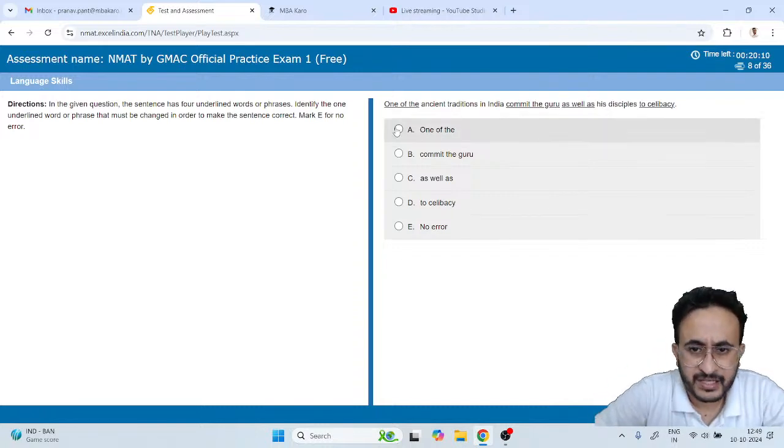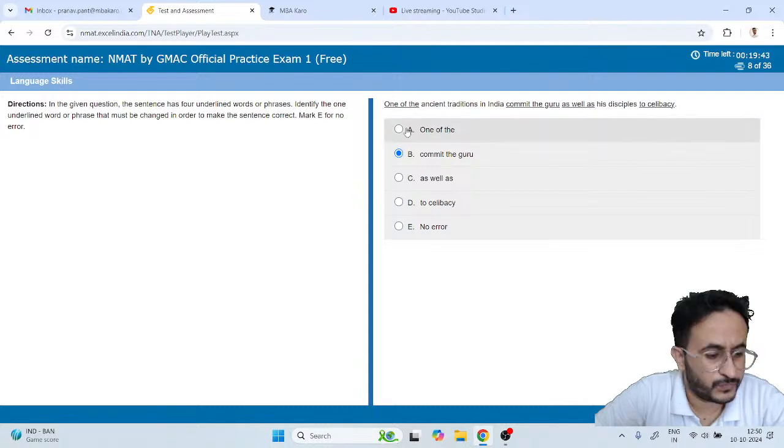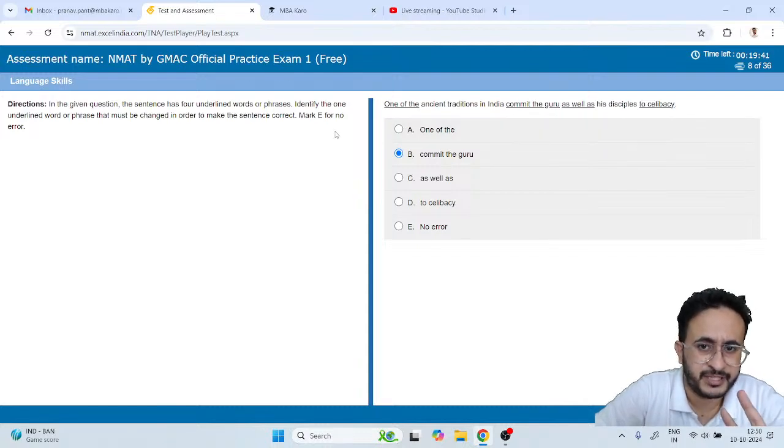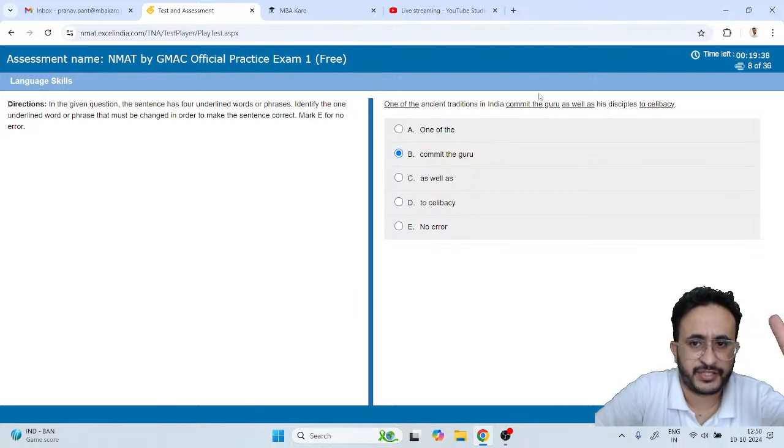Okay. One of the ancient traditions in India commit the guru as well as his disciples to celibacy. Okay, one of the ancient traditions in India. So we are talking about one tradition. So commit the guru does not make sense. Okay, it should be commits the guru as well as disciples to celibacy. Okay, now this is subject verb agreement. One subject because we are talking about one tradition. So the verb should be commits.